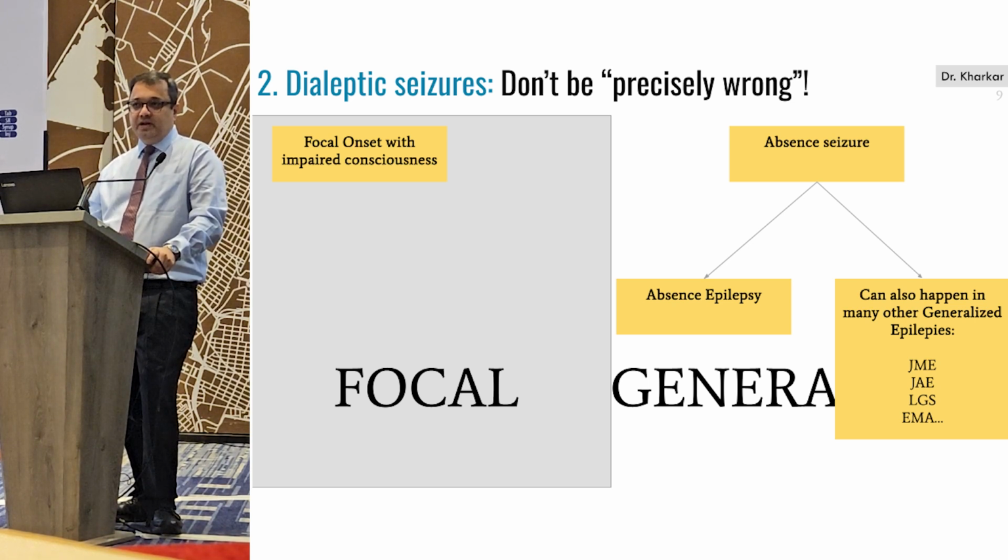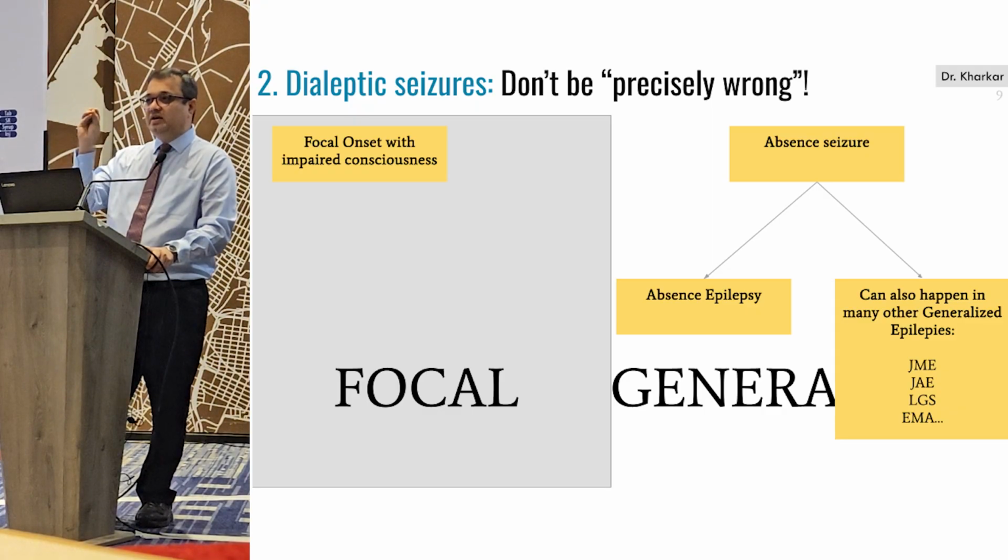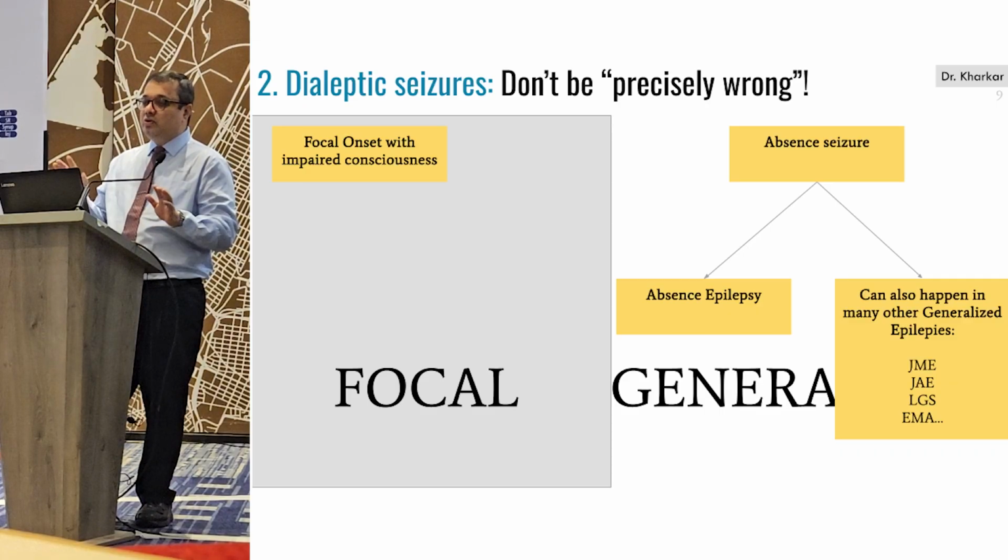Now remember, I'm using the word seizure. I'm not using epilepsy, because absence seizures, as we will go forward, happen in many different kinds of epilepsies, not only in absence epilepsy. They can happen in juvenile myoclonic epilepsy, they can happen in juvenile absence epilepsy, they can happen in Lennox-Gastaut syndrome, and this is complex, but it will become a bit simpler later on. Suffice to say that the historical description of seizure does not tell you anything about where this is starting from.